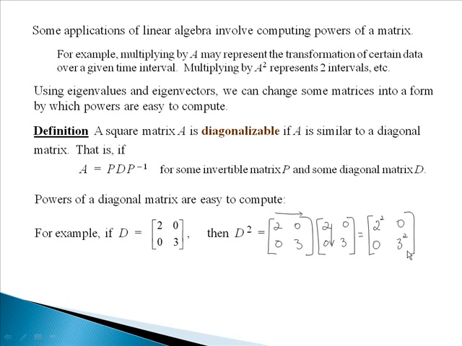And this forms a pattern. So we see then that D to the k power is going to be equal to 2 to the k, 0, 0, 3 to the k, and this is for k greater than or equal to 1. And remember, this is for this specific matrix D that we were given.